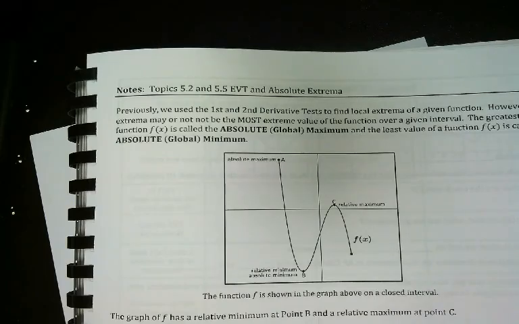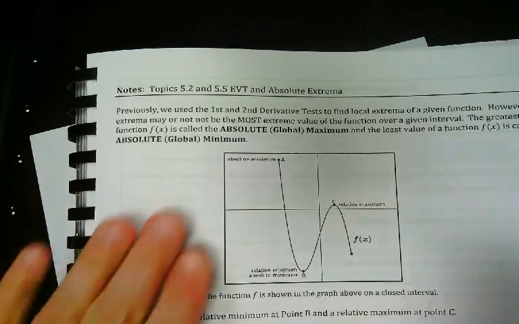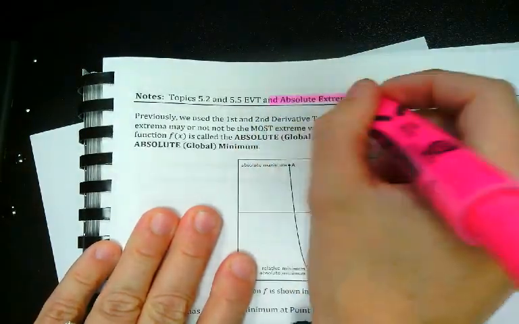Anytime we want increasing, decreasing, max, and min, we go with the first derivative test. So today we're going to talk about the second extrema, which we mentioned yesterday, which is an absolute extrema. Okay?